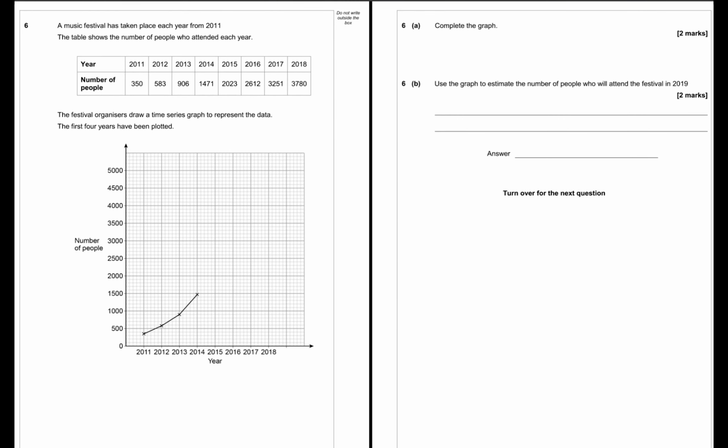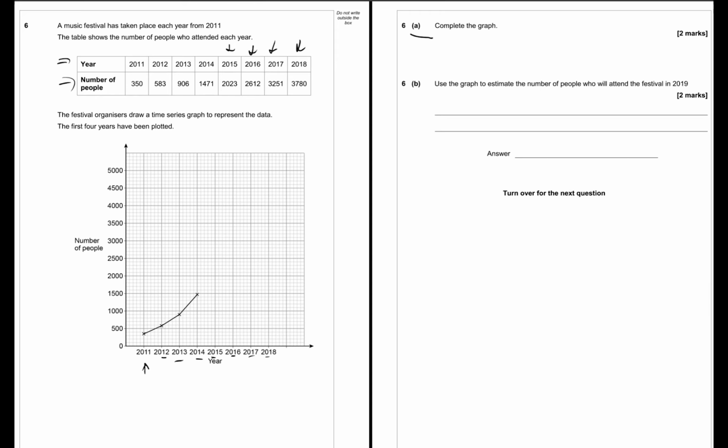Question 6. A music festival has taken place each year from 2011. The table shows the number of people who attended each year. So year, here, number of people. The festival organisers draw a time series graph to represent the data. The first 4 years have been plotted. Okay, 6a, complete the graph. So let's see, we've got 2011, 2012, 2013, 2014. So we want to put 2015, 2016, 2017, 2018. So that is this data here. We want to put this data into the graph.